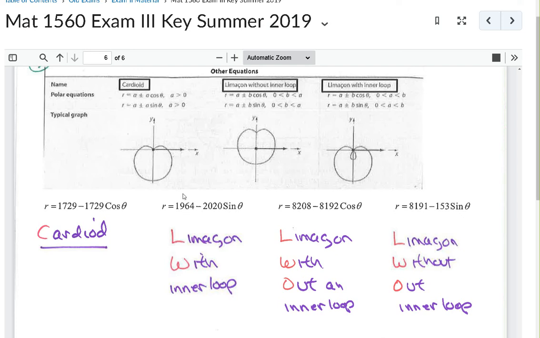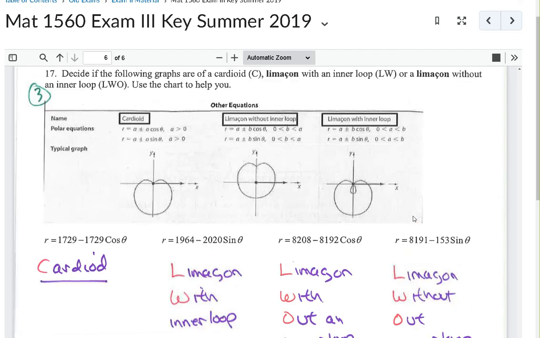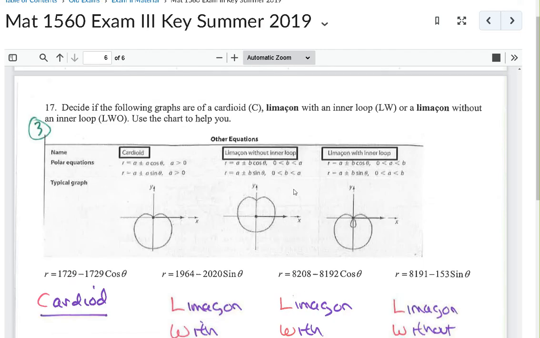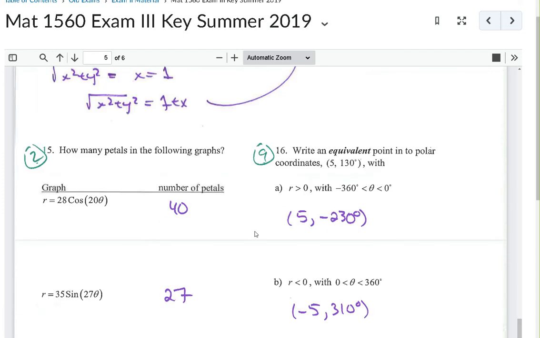This one, if the leading number is smaller than this one, that's going to give you a limacon with an inner loop. If this number is bigger than this one, then you're going to get a limacon without an inner loop, which is going to look like this. The last one, this one is bigger than this one, so again, a limacon without an inner loop. So I'd probably give you something like this and ask that you work your way through this. I'll probably give you big numbers like this so that you can't easily graph these things.